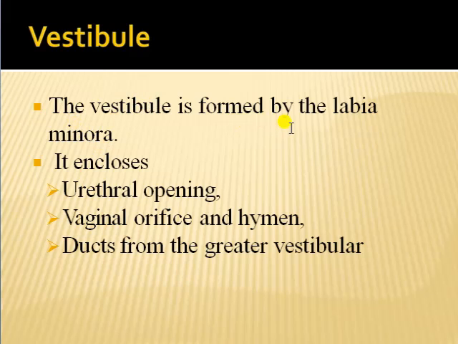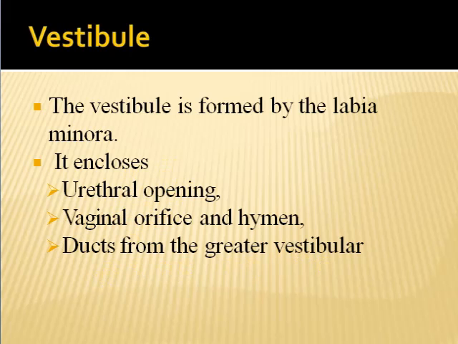The vestibule is formed by the labia minora. It is the space surrounded by the tissue formed by the labia minora. It encloses the urethral opening, the vaginal orifice and the hymen. Ducts from the greater vestibular glands open here.